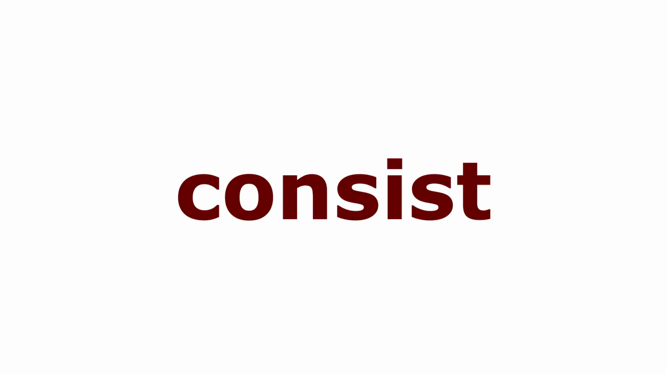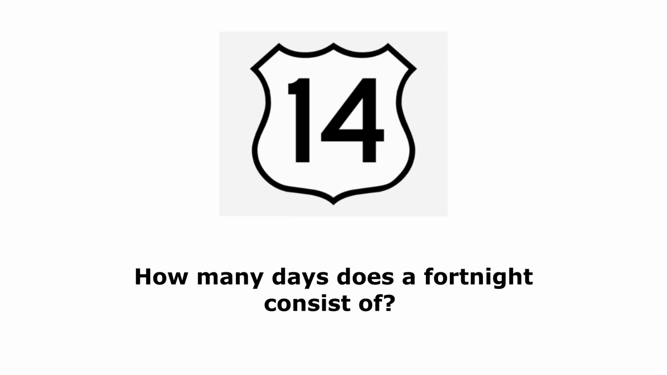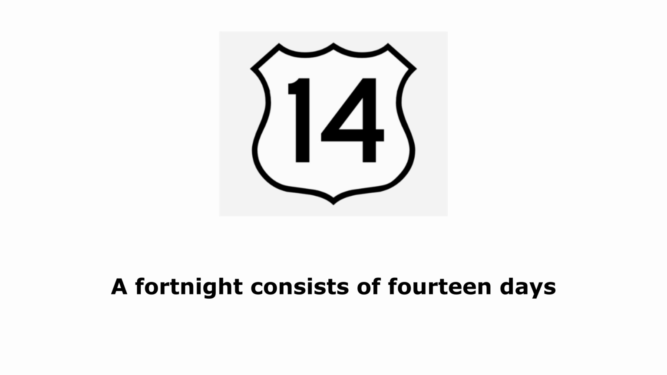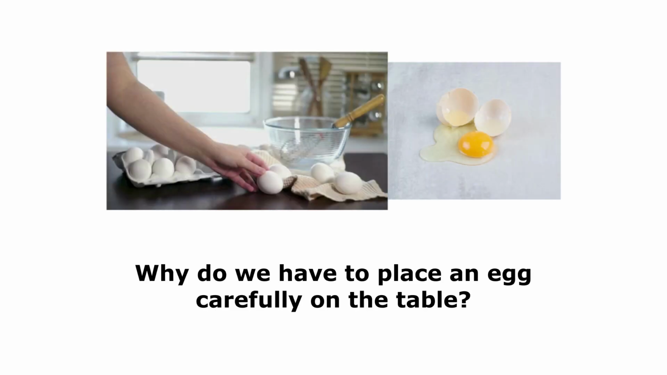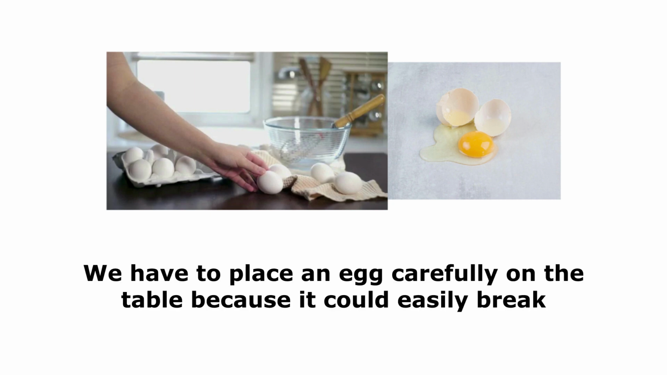Consist. How many days does a fortnight consist of? A fortnight consists of 14 days. Place. Why do we have to place an egg carefully on the table? We have to place an egg carefully on the table because it could easily break.